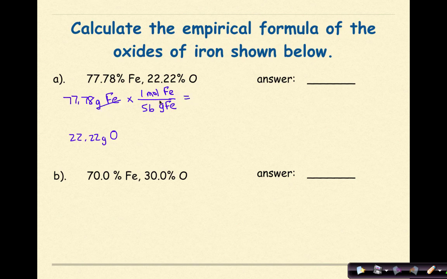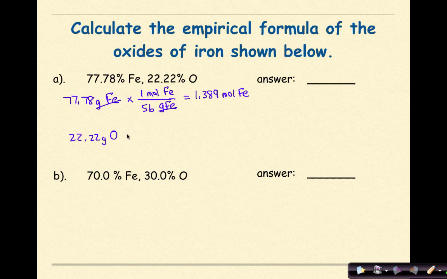All right, so grams cancel grams. 77.78 times 1 divided by 56. Now, another key thing here. Don't worry about significant figures or anything at this point. Take it out a couple of decimal places. Don't round. So when I do this, I find that I have 1.389 moles of Fe. All right, that's good.